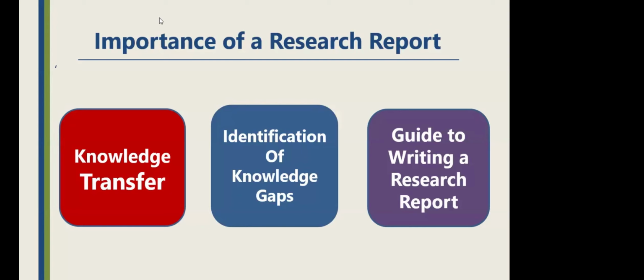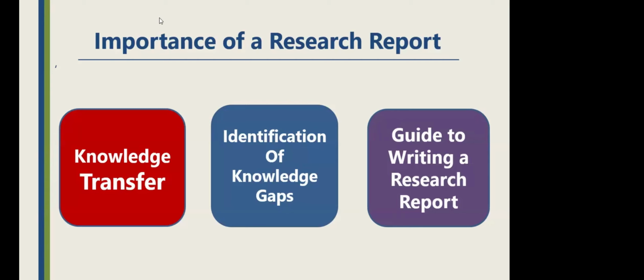And next is identification of knowledge gap. Through a research report, the researcher can point out the areas that still need further exploration. Here, I'll give you another example. When a study is made on the effect of a new drug, from that study we can identify a gap. A report might reveal a lack of research on its long-term side effects. So there we can find a gap. So report writing helps us to identify a research gap.